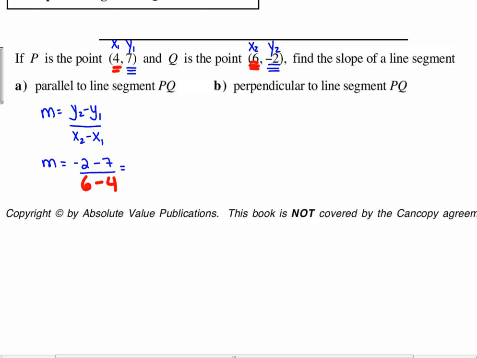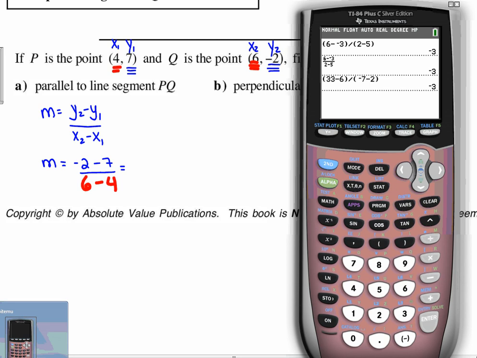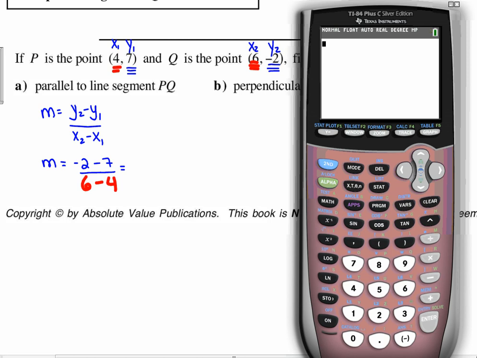Okay, can you type that in your calculator if you wanted to? Yeah, let's just do that because I like to just simplify it, but I want to make sure that you remember how to type it in properly. So I need to show you. Okay, what do I have to remember if I'm going to type this in? Bracket, negative 2 minus 7, bracket, divided by, bracket, 6 minus 4, bracket. Okay, and then math, enter, enter. We want it as a fraction. Pretty much always in this unit, we want everything as a fraction. So negative 9 over 2.